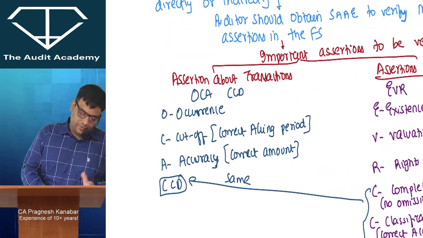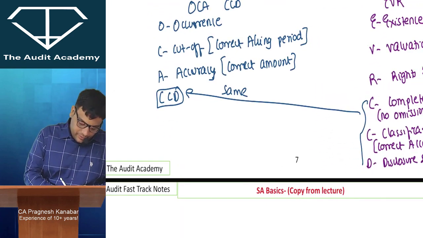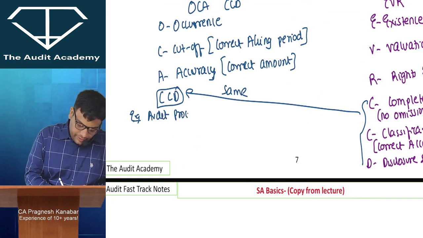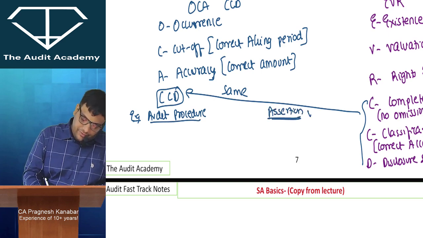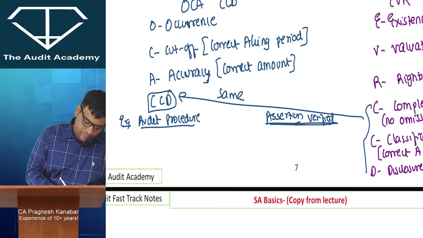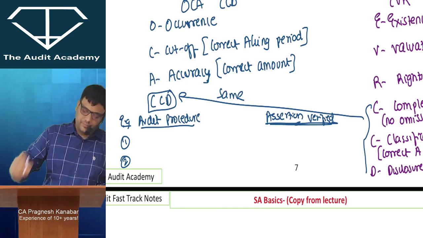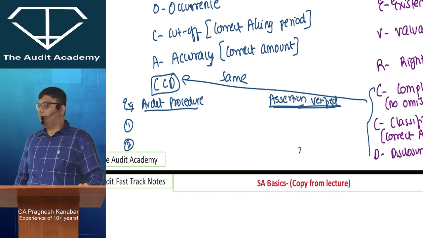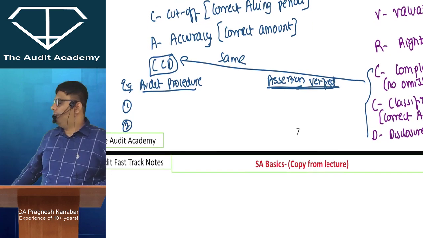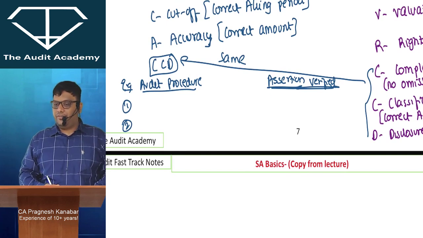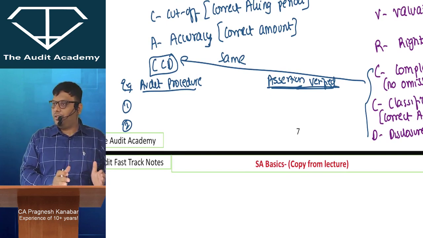See, wherever you have space, left hand side, right hand side, or just below this, can you write some examples? At least just 2 or 3 examples. Audit procedure and assertion verified. I will dictate, I will not be able to write over there. Audit procedure, assertion verified. I need 2 columns, audit procedure and assertion verified.